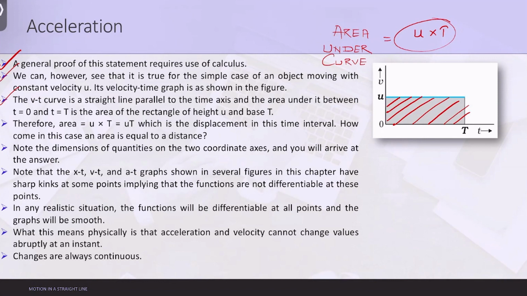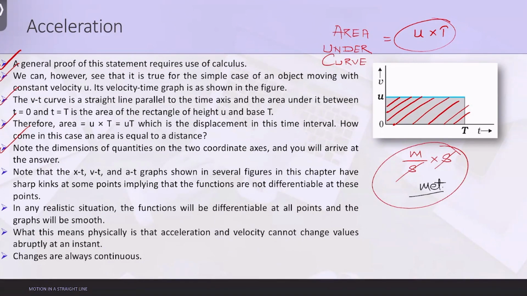You can understand this as meter per second into second. So the seconds get cancelled, and the answer is in meters, which is a unit of displacement. Note the dimensions of quantities on the two coordinate axes and you will arrive at the answer. So that was the only thing I was trying to explain, that this is in meters.